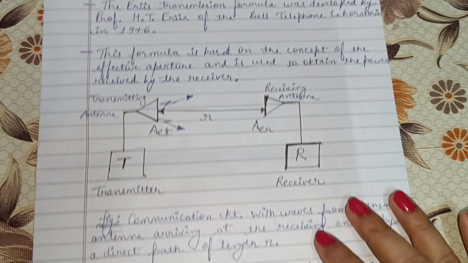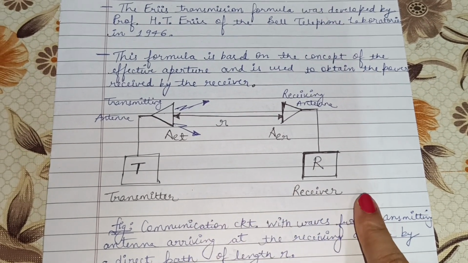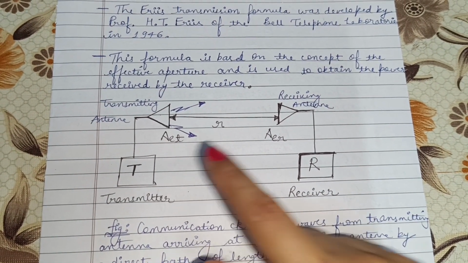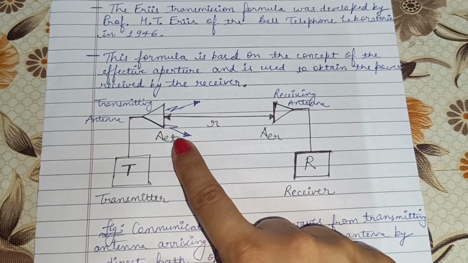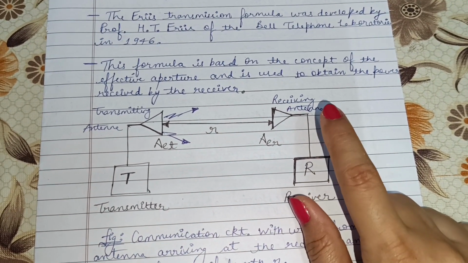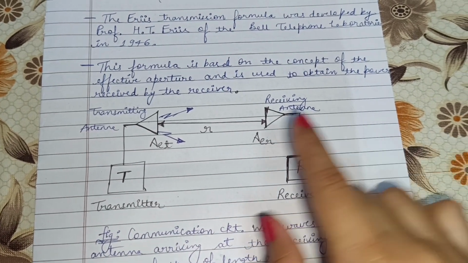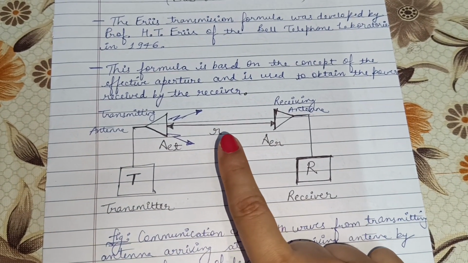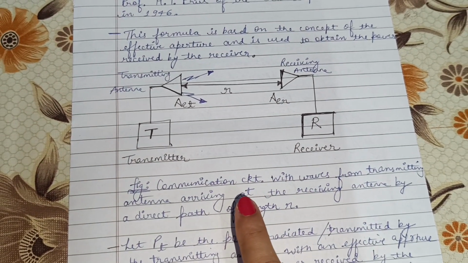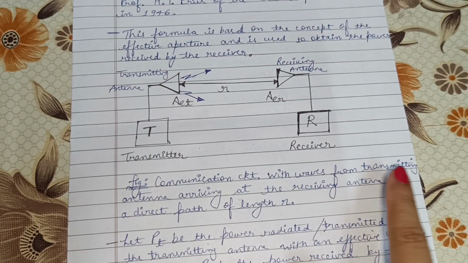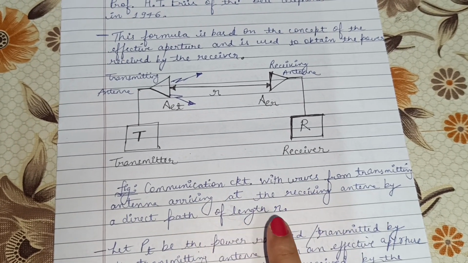Okay. Now we will start by drawing a diagram. We have a transmitter, we have a receiver. So we have a transmitting antenna and we have a receiving antenna. This is the effective aperture AET for the transmitting antenna, and this is the effective aperture AER for the receiving antenna. The distance between the two antennas is given by small r. Okay, so this is a figure. The figure is a communication circuit with waves from the transmitting antenna arriving at the receiving antenna by a direct path length of r.